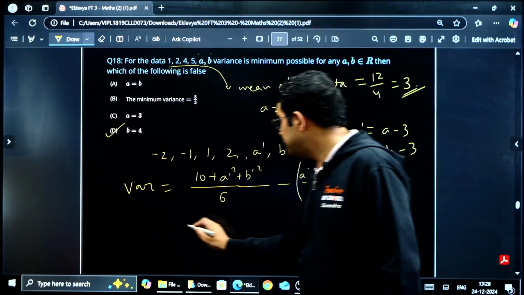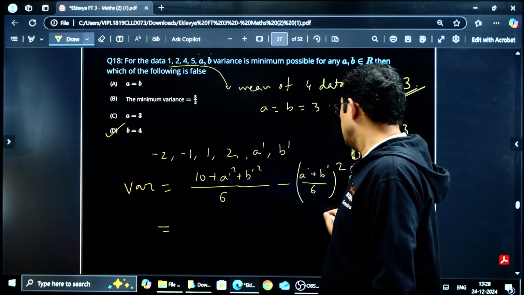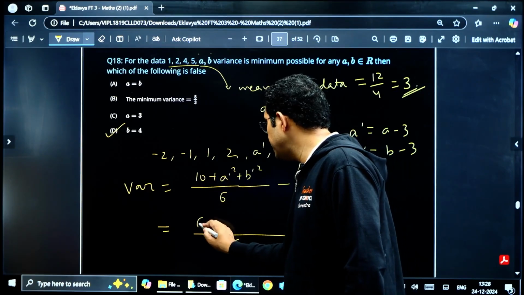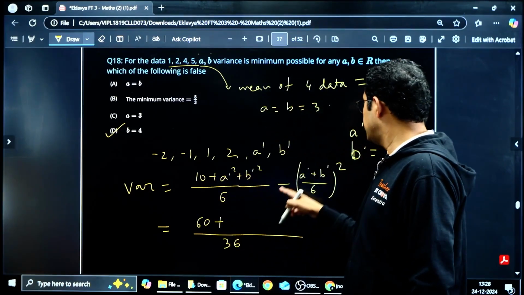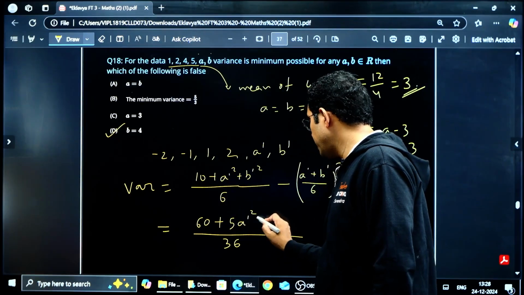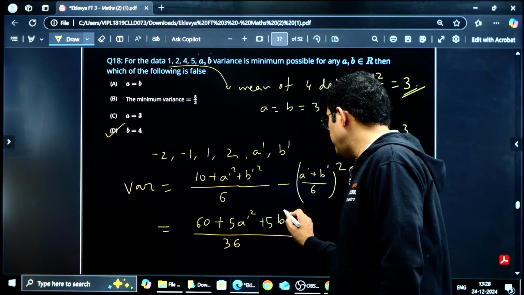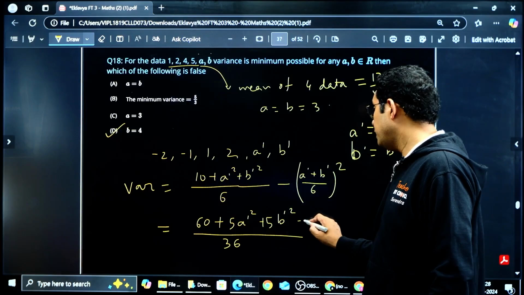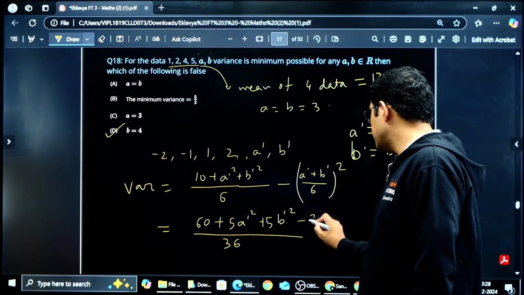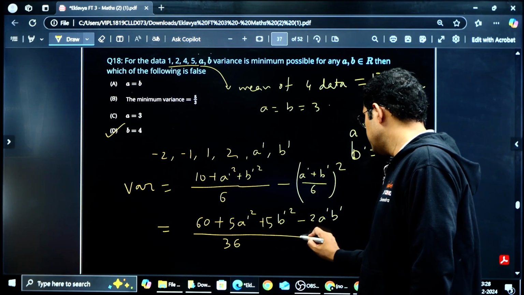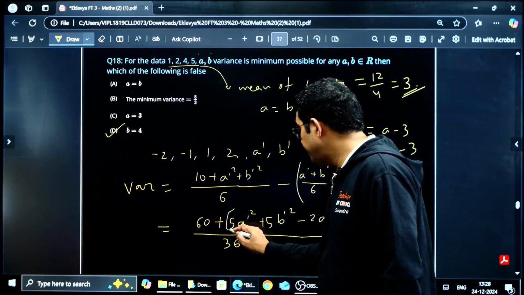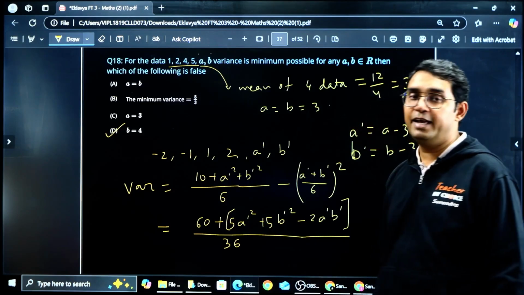Now to solve this further, I will write it taking LCM as 36 here. So it will become 60 plus 6a square minus a square, so it will be 5a' square. Similarly 5b' square. And here, because of the 2ab term, it will be minus 2a'b'. Now the minimum will depend upon the choice of a' and b'.